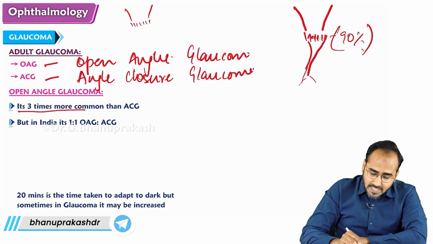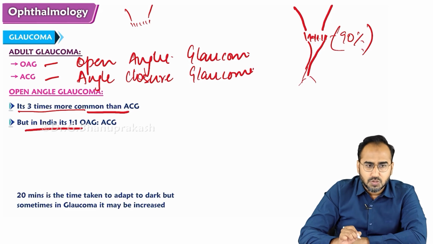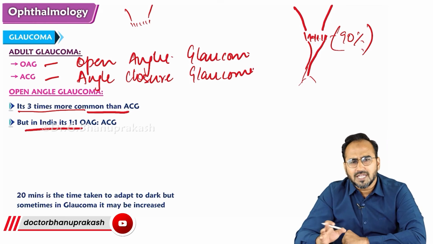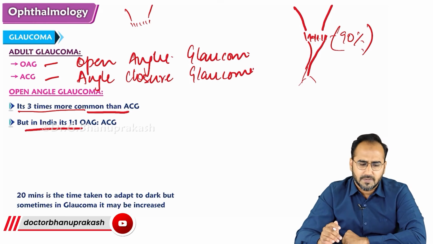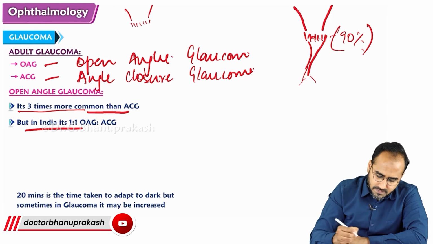open angle glaucoma is 3 times more common than angle closure glaucoma. But in India, the incidence is 1:1. Yani one case of open angle glaucoma, other case you will see angle closure. Yani the ratio is similar only. Okay. Now guys, remember, which is more dangerous?